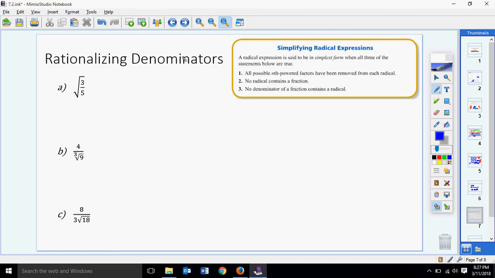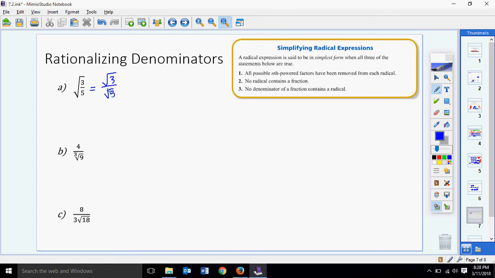Okay, rationalizing denominators means that no radical can contain a fraction. Like in part A, this radical has a fraction underneath it. That's not okay. No denominator of a fraction contains a radical. Check out these denominators. They have a radical in them. That's not okay either. So we need to do what's called rationalizing the denominator. Just like before, we're going to break this up into the square root of 3 over the square root of 5 because this fraction cannot be simplified.